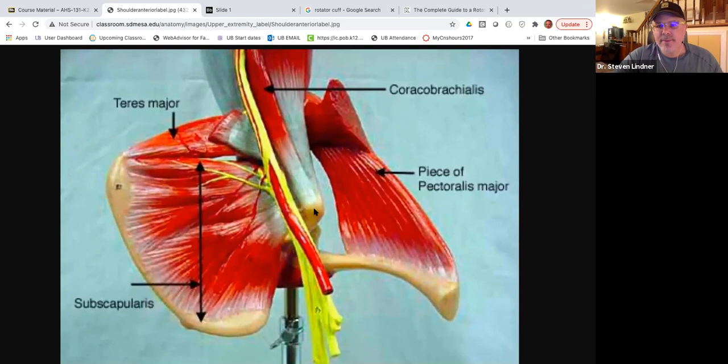So here's the coracoid process. This is the biceps brachii, the short head of the biceps brachii, and the one adjacent to it is the coracobrachialis. If you look at the name, coracobrachialis, brachium is arm, coraco from the coracoid process. So this muscle is named by its origin and insertion. Coracoid process to the arm, coracoid process to the arm, coracobrachialis.